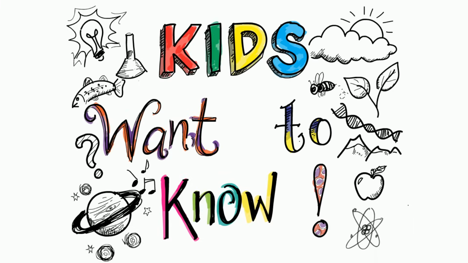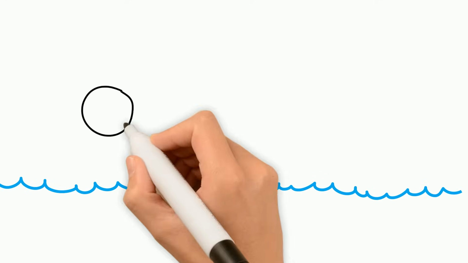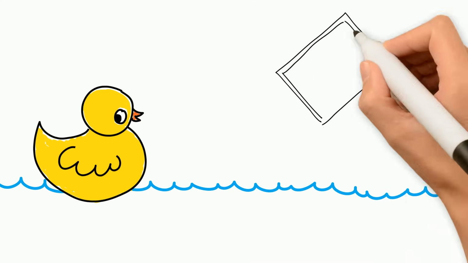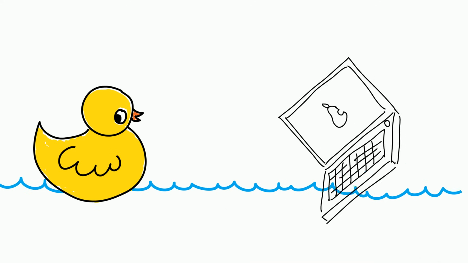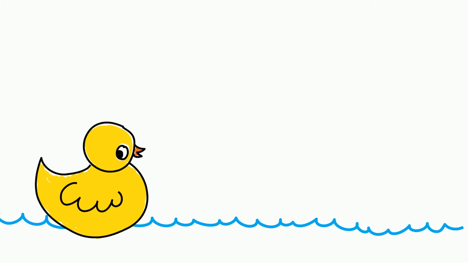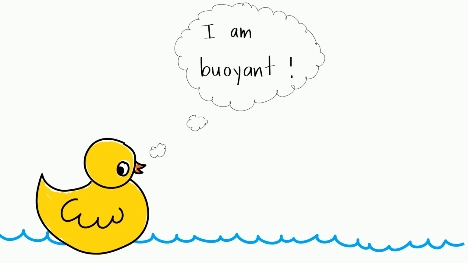Kids want to know. Have you ever taken a bath or played in a swimming pool, lake, or ocean? Maybe you've noticed that there are some things that make really good bath or pool toys, and other things, well, not so much. The term buoyancy refers to how well something floats or sinks. If something is able to float, we would say that it's buoyant.